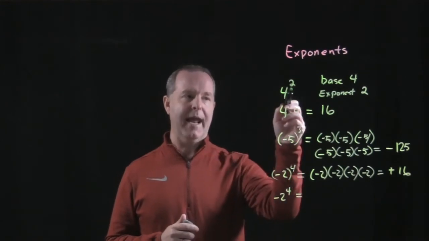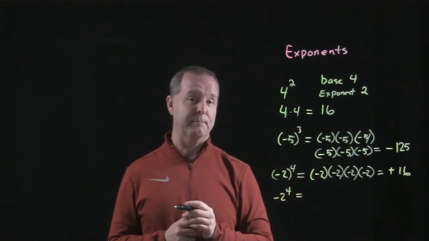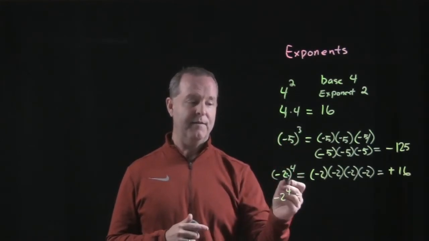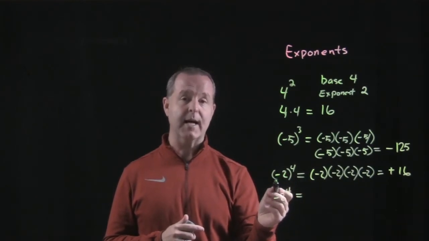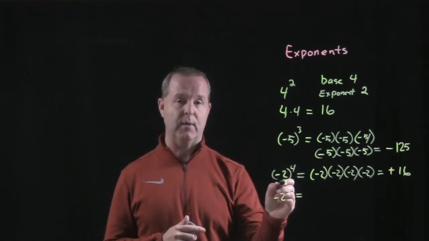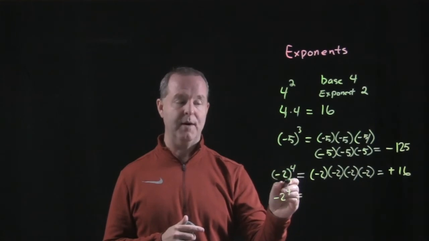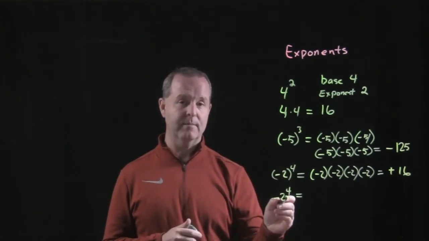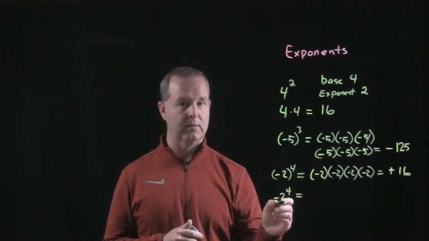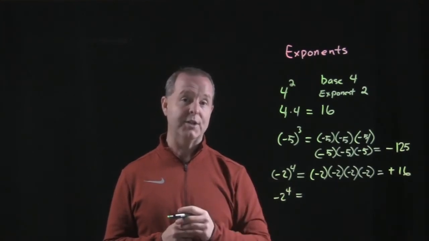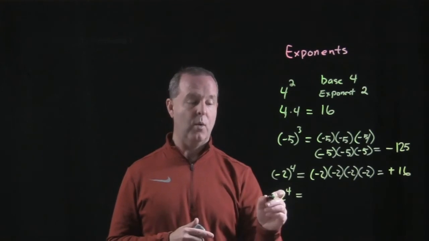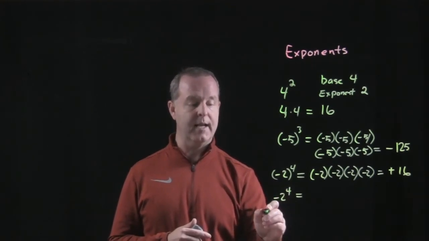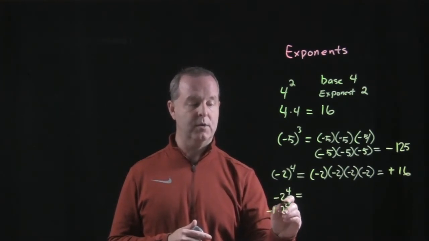Remember that the exponent only affects its base. In this problem right here, its base was the entire negative 2 because I had parentheses around it. So the exponent was to the parentheses and everything inside. In this problem, the base is only the 2. So how does that change the written out process? Well, it's a negative 1 times a 2 to the 4th.